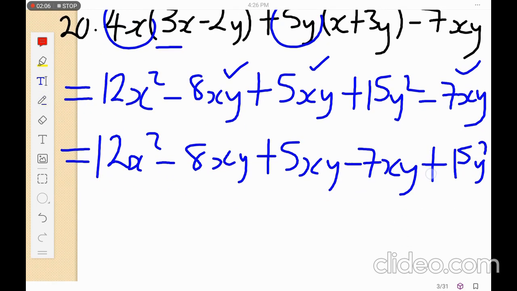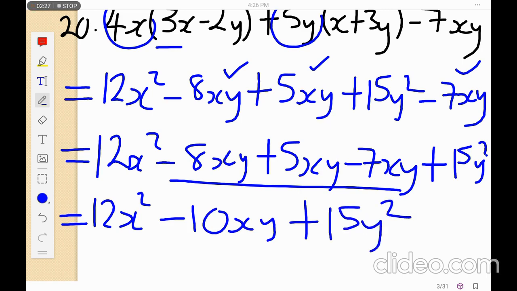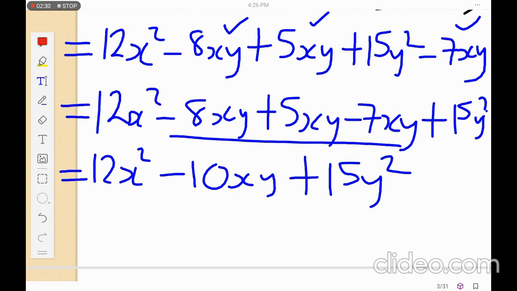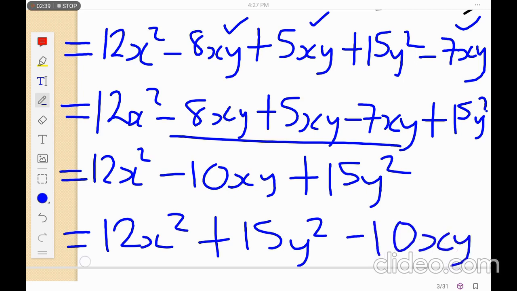What do we get? So here we'll get 12x squared. Then for this part, minus 8 plus 5, what do we get? We get minus 3. Then minus 7, we get minus 10. So I've got minus 10xy here. Then plus 15y squared. So if you want, you can leave it like that, or else you can say is equal to 12x squared plus 15y squared minus 10xy. This becomes the final answer there.